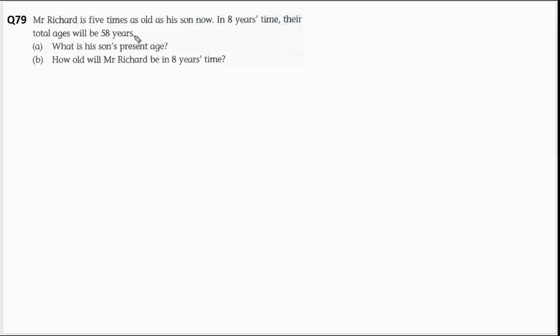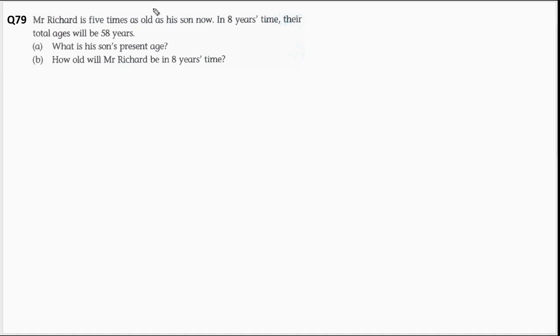Mr. Richard is 5 times as old as his son now. In 8 years' time, their total ages will be 58 years. And we'll ask 2 questions. A, what is his son's present age? And B, how old will Mr. Richard be in 8 years' time?